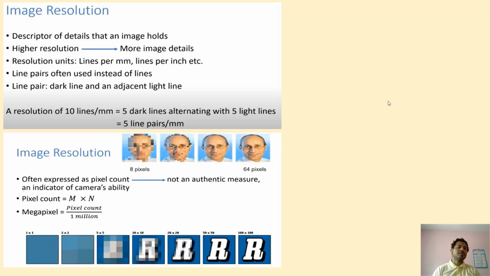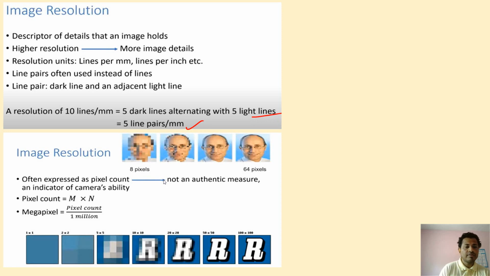Now, if we talk about image resolution, it is a descriptor of the details that an image holds. High resolution means more image details. So resolution units basically come to lines per millimeter or lines per inch. Line pairs are often used instead of lines. If we talk about a resolution of 10 lines per millimeter, what does it mean? It means 5 dark lines alternating with 5 light lines, like 5 line pairs per millimeter.